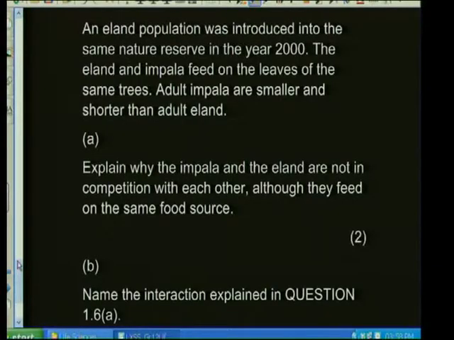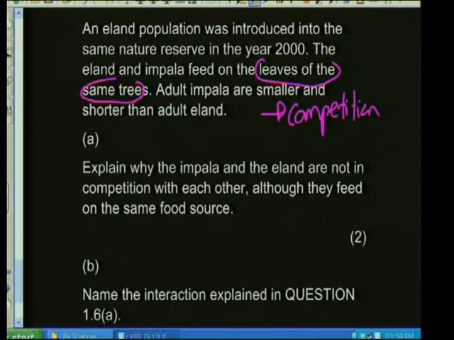Okay, now my next question. Nice interpretive one. They give you a little scenario here. An eland population was introduced into the same nature reserve in the year 2000. Okay, so they're with the impala. The eland and impala feed on the leaves of the same trees. Now, what should you be thinking? Automatically they feed on the same leaves. My mind would be ting, ting, ting. I would be thinking competition. They're going to be competing for the same resource.